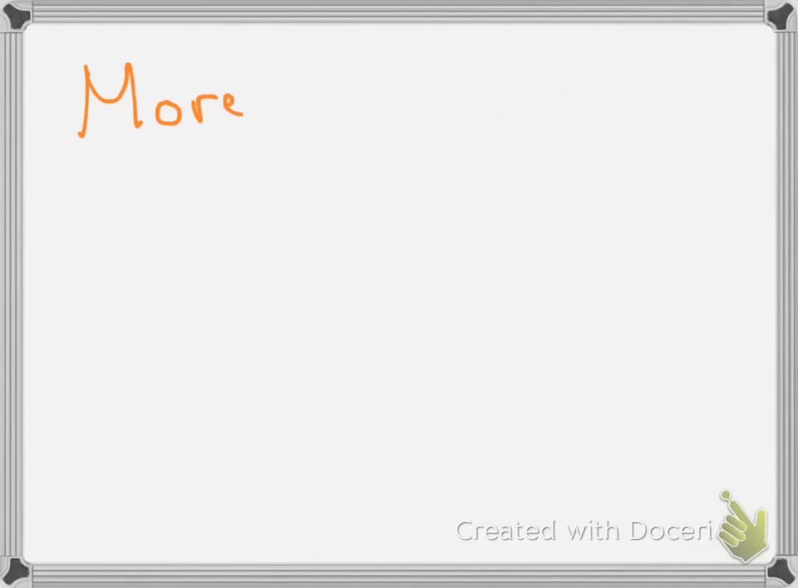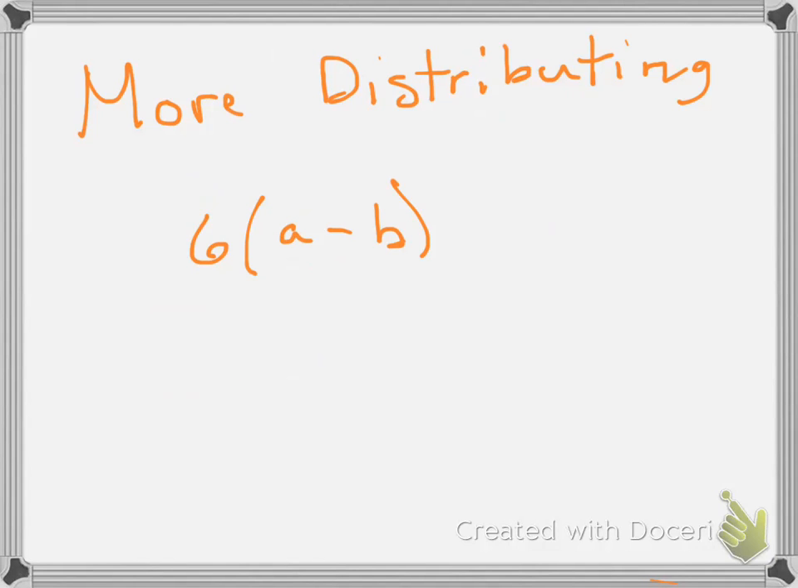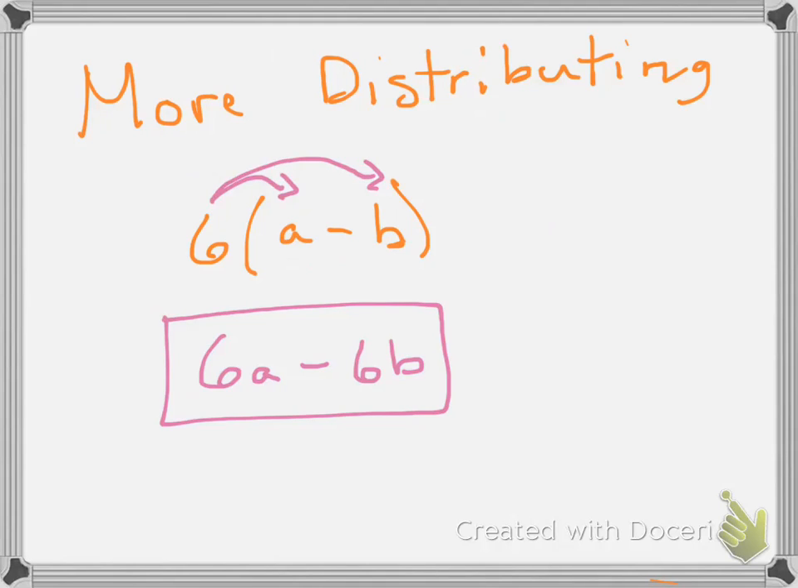Let's take a look at another example. We're going to do some more distributing. 6 times the parentheses of a minus b. Remember, I want to distribute or get rid of the parentheses, so I want to distribute that 6 into everything. So I'm going to take 6 times a, and I'm going to take 6 times b. When I do that, I end up with 6a minus 6b. That's my final answer. Because I cannot combine the a and the b, they are not the same letter, so my answer just stays as 6a minus 6b.